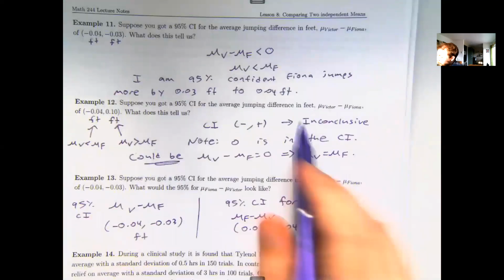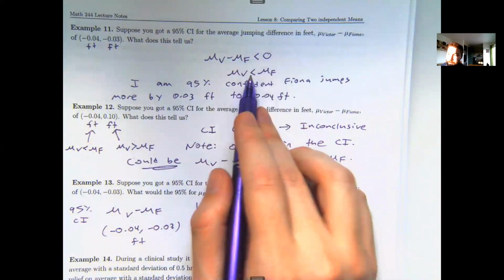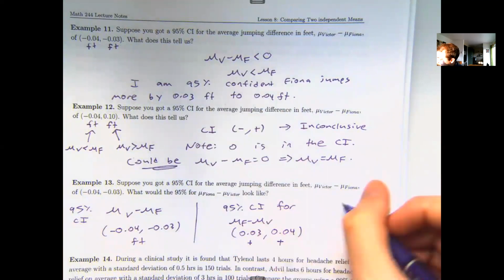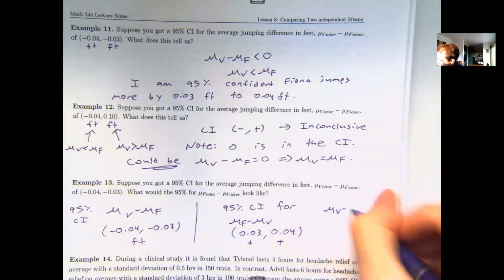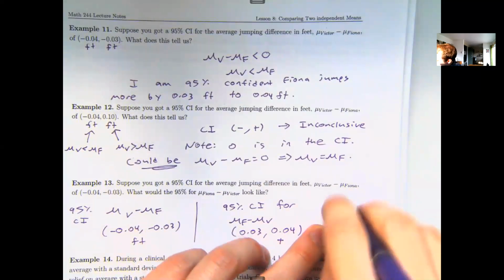Now, for those of you worried that this is going to screw up my conclusion, remember the conclusion for this previous interval was that Fiona was the better jumper than Victor. Let's see what's going on. This is positive, and this is positive. If it's positive, no longer doing Victor first, we're doing Fiona first.